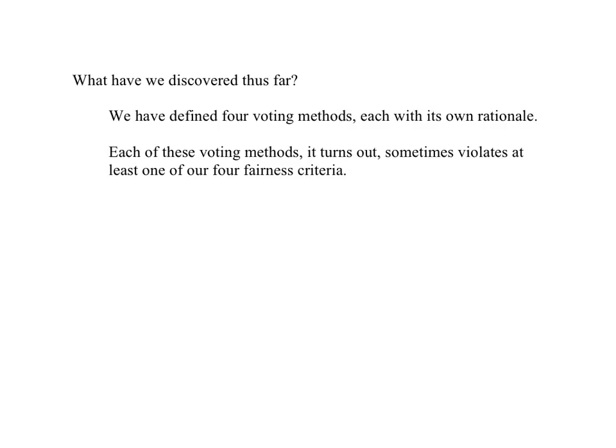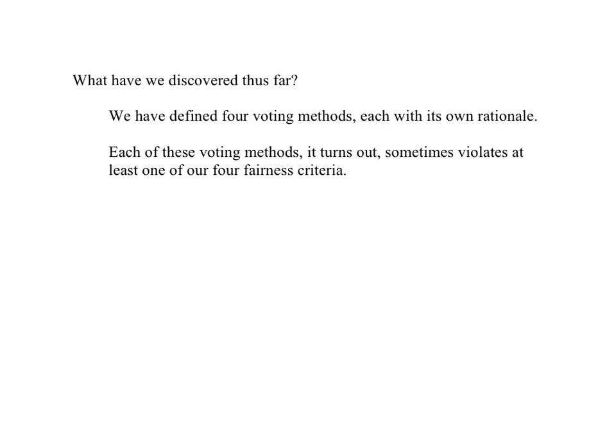So where does this leave us? What have we discovered thus far? We have defined 4 voting methods. Each one has its own rationale. Each one makes sense from a certain point of view. Each of these voting methods, it turns out, we have discovered, sometimes violates at least one of our 4 fairness criteria.